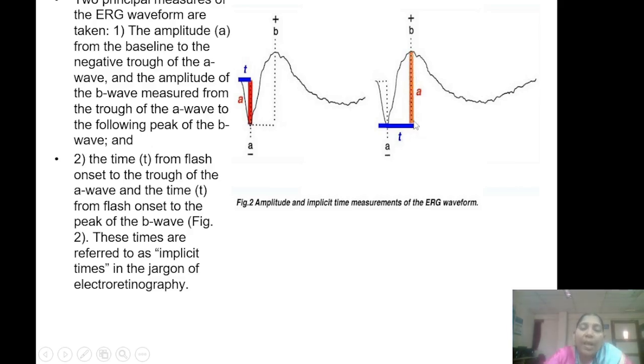So we have measured the amplitude of the B wave, and the time period is measured starting from the initial point till the A wave peak. This is the time period for the A wave, and the time period for the B wave is from the peak point of the A wave to the peak point of the B wave. That is the time period determined for the B wave. This time is referred to as implicit time in the case of electroretinography.